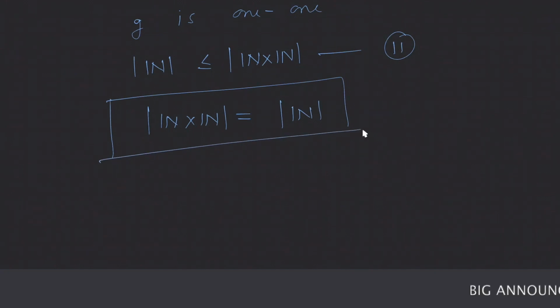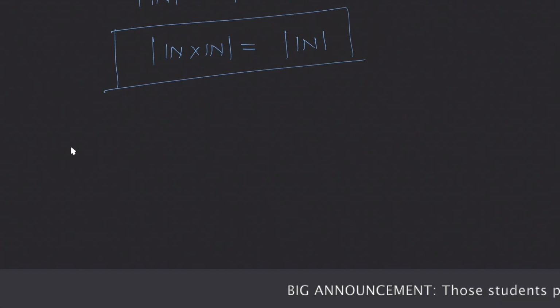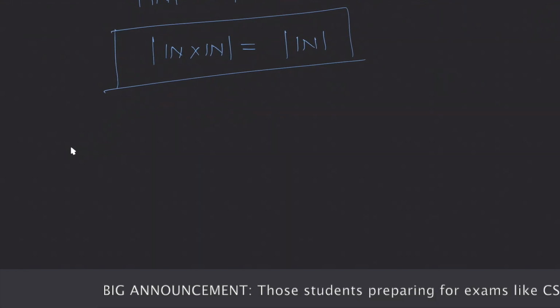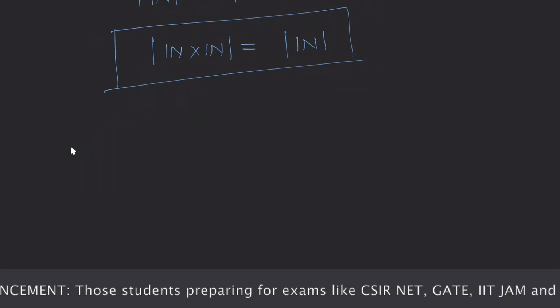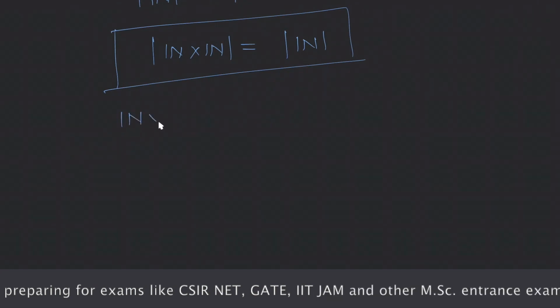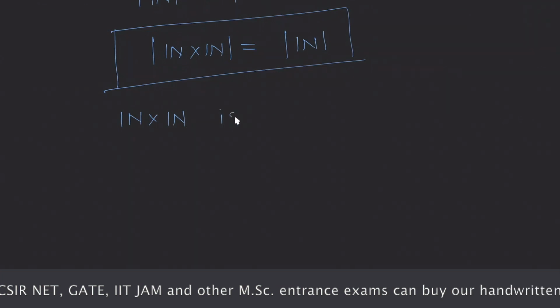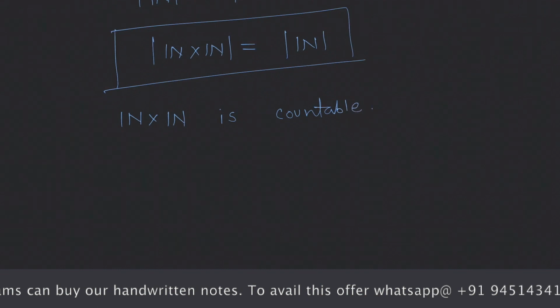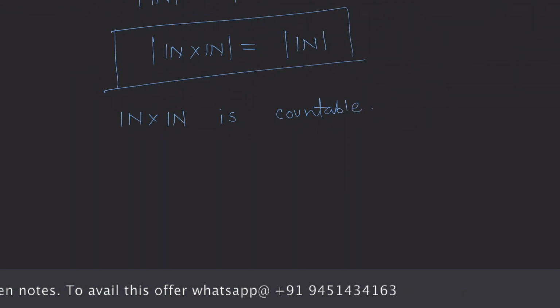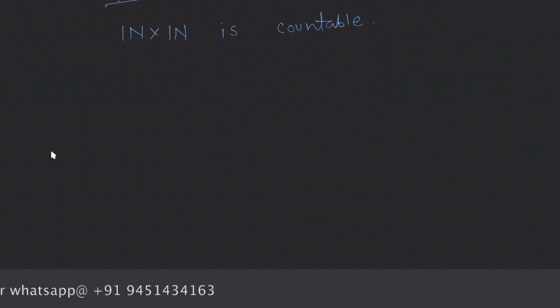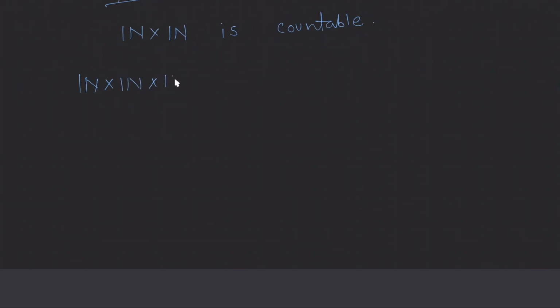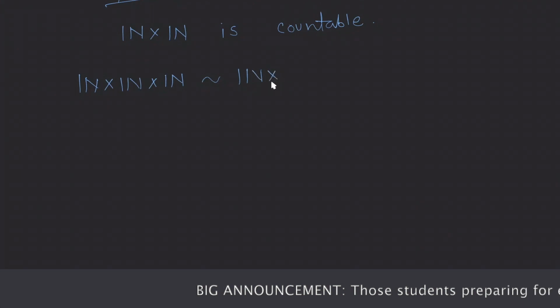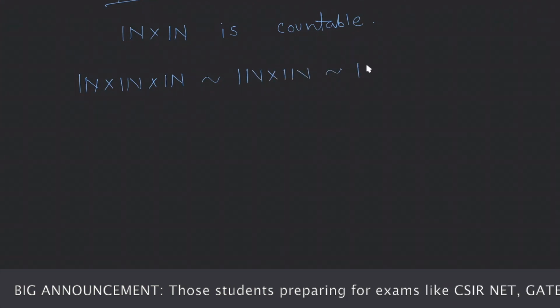From here we can also say that since both the sets have the same cardinality, the set N cross N is countable. Now we can also generalize this concept: N cross N cross N is also similar to N cross N, and this is also similar to N.